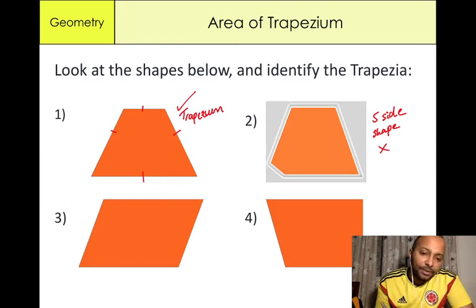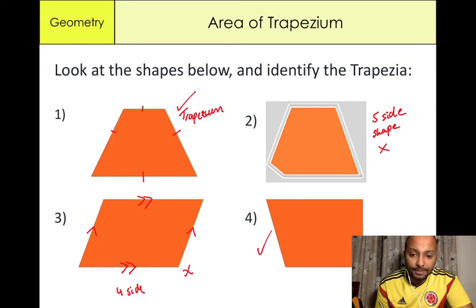Shape three has four sides. But the main reason shape three isn't a trapezium is that it has two pairs of parallel sides. For example, this side is parallel to this side, and this side is parallel to this side. If you remember, a trapezium needs to have one pair of parallel lines. Shape number four has four sides, has one pair of parallel lines, and the interior angles add up to 360, so shape number four is a trapezium. So only shape number one and shape number four are trapeziums.